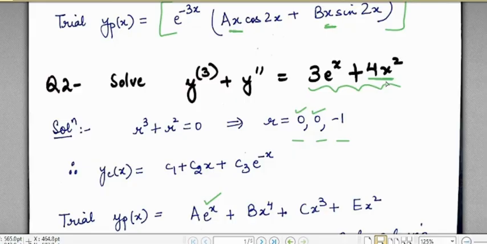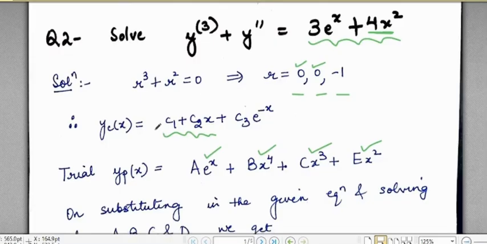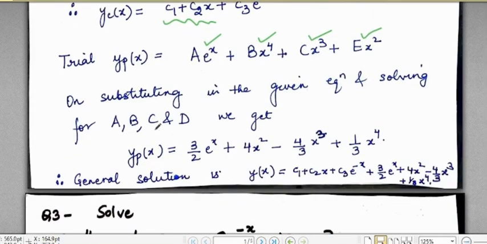Now look at 4x square. The normal trial YP for this would have been ax square plus bx plus c, but when we integrate it twice, we land in ax4, bx cube, cx square, and the reduced powers also, but reduced powers need not be considered because they are already appearing in YC, so we avoid them, otherwise it will be unnecessary duplication. So this is your trial YP, and when you substitute the values in the given equation and solve for A, B, C, E the usual way, you get the values of A, B, C, E like this, and hence your general solution, which is y equal to yc plus yp, looks like this.